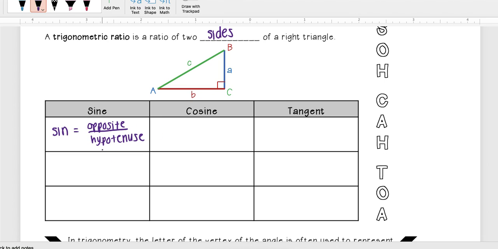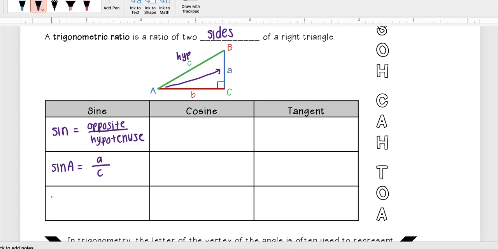So looking at the picture right here, let's say I wanted to find the sine of angle A. I would go to angle A. The opposite side is just whatever is opposite of angle A. So here, that would be side A. And then the hypotenuse, again, that one's always opposite of the right angle. When I'm doing a problem, I like to label that first, just so I don't get confused. And so I know that C here is my hypotenuse.